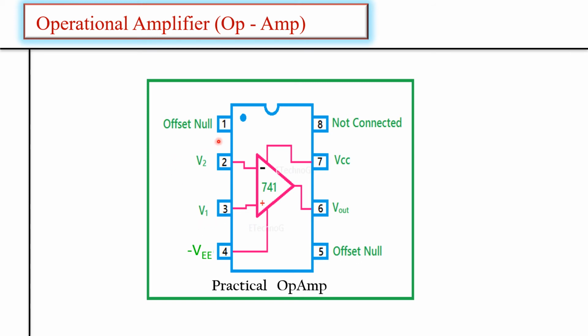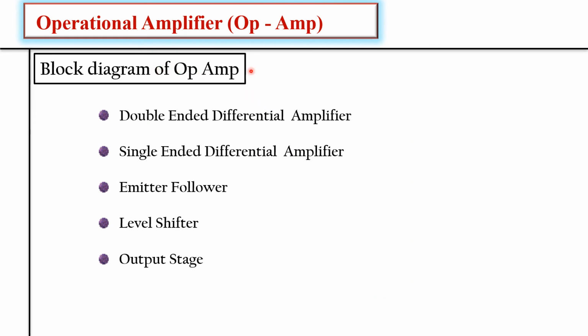Okay. And here pin number 1 is offset null and pin number 5 is mentioned as offset null. In this diagram you have to draw the dot here and a notch. Is it clear? So pin number 1 and 5 are offset null. Pin number 2 is connected to negative, that is the inverting input, and positive is the non-inverting input. 6 is output, 7 is VCC and pin number 4 is minus VEE; plus power supply and minus power supply are applied. Okay.